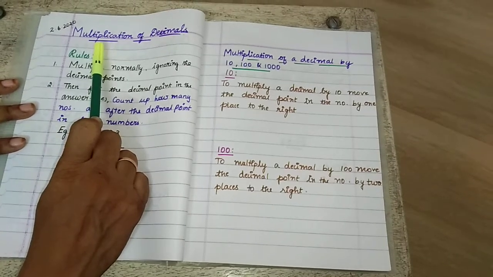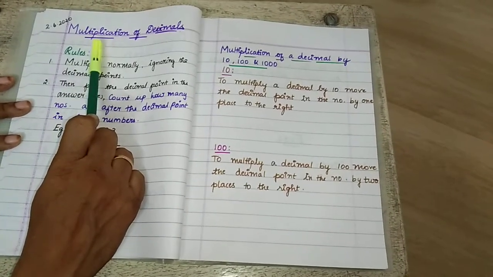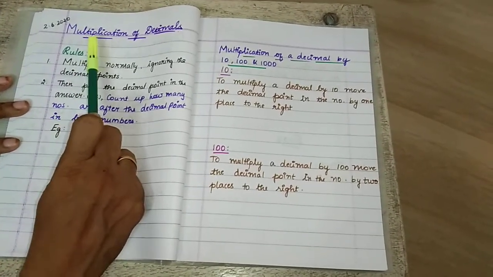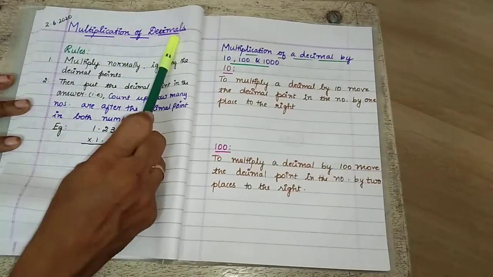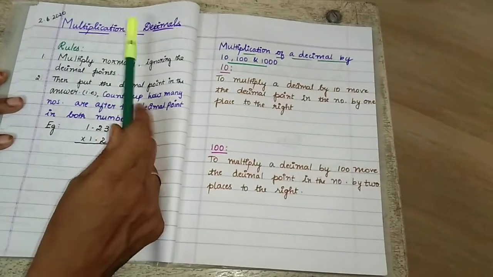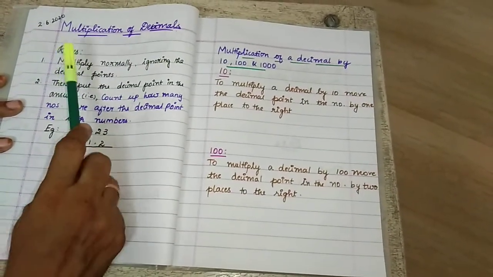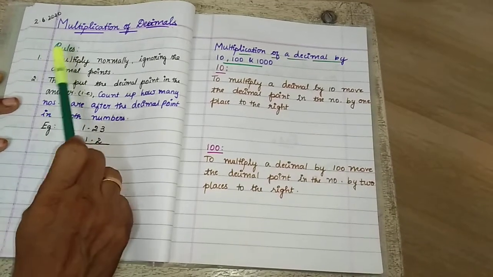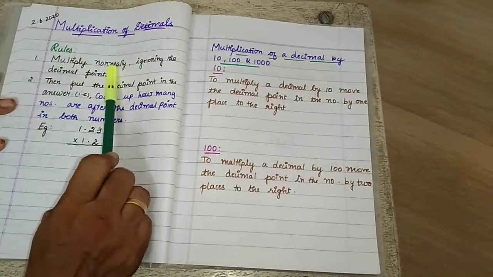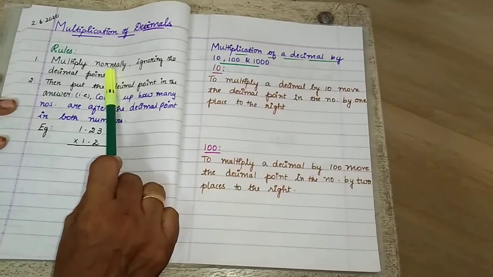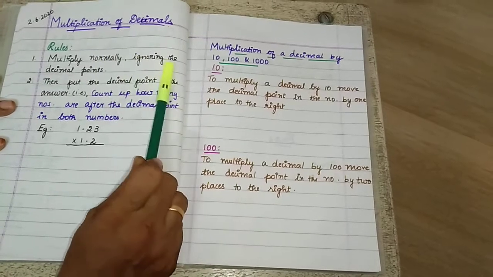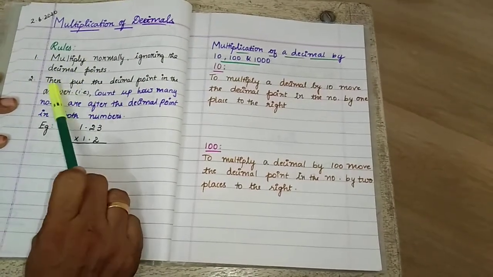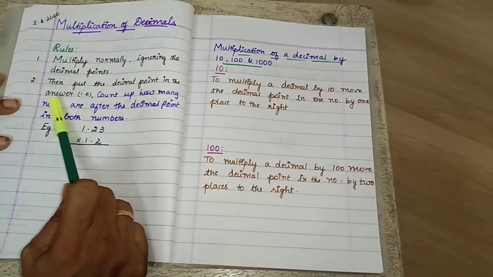Last week we saw the introduction of decimals and the exercise related to it. This week we are going to see multiplication of decimals. Before going into how to multiply a decimal number, we have two rules regarding it. Rule number 1, multiply the numbers normally. How do you do the normal multiplication? Ignoring the decimal points. Then put the decimal point in the answer.